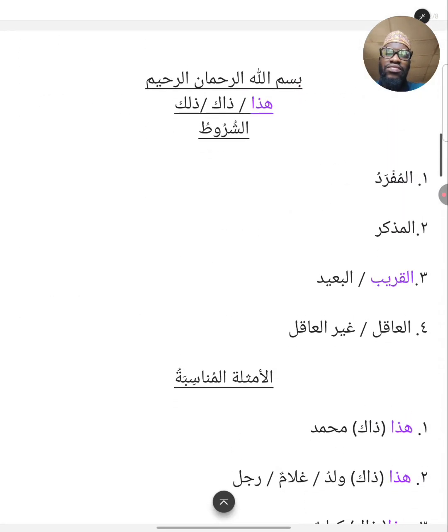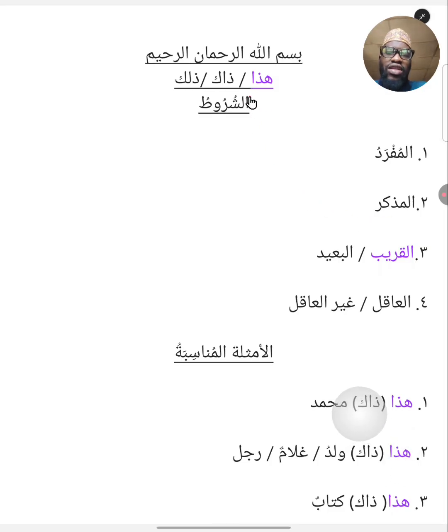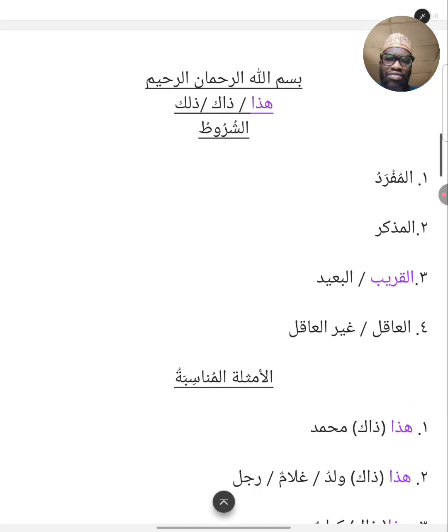So moving forward, here we'll be taking a look at haza, zaka, zalika. I've grouped these demonstrative pronouns based on their similarities. These three demonstrative pronouns are very, very similar, with just little difference between them. One thing I would like to emphasize here is that every demonstrative pronoun has conditions, meaning before you can use it effectively, you must take note of these conditions. Without that, you'll be using it wrongly.